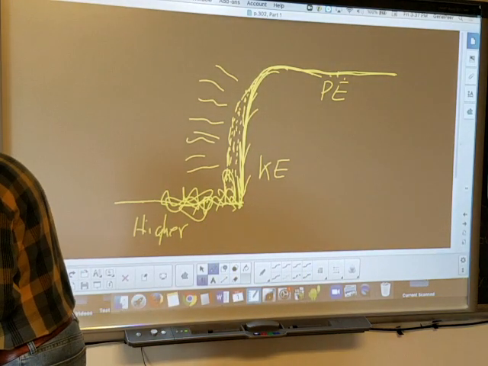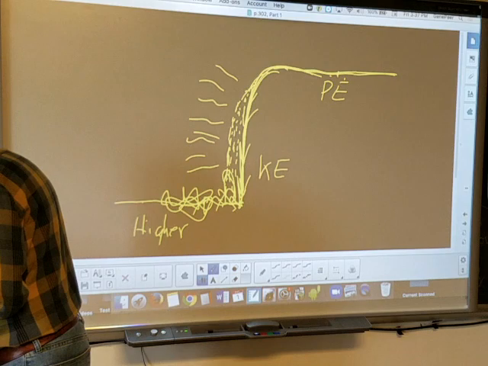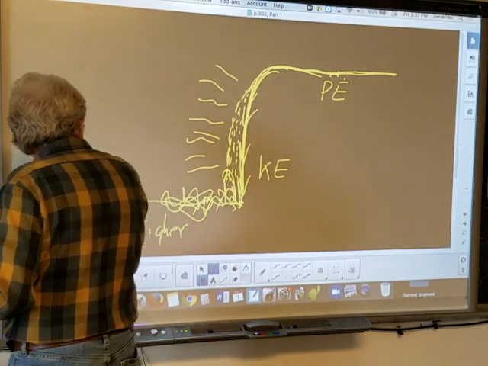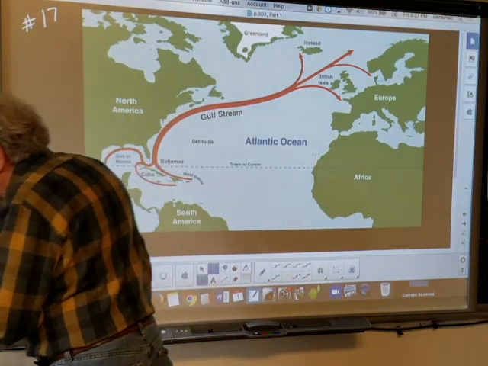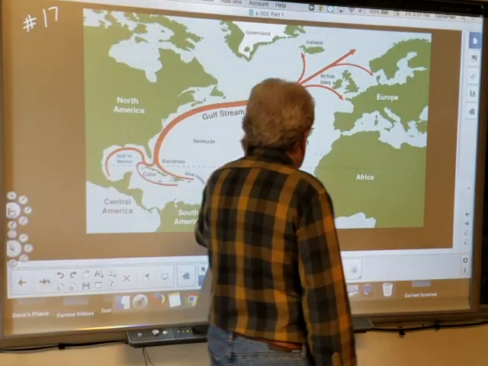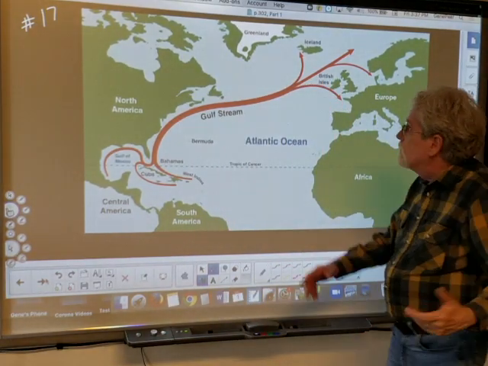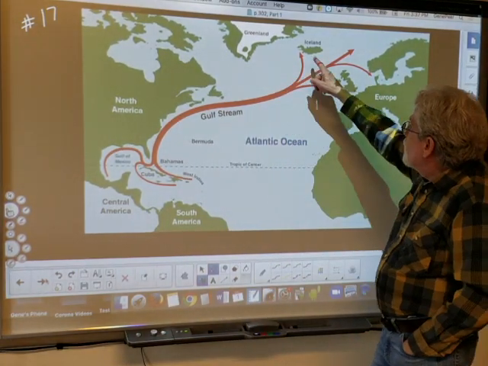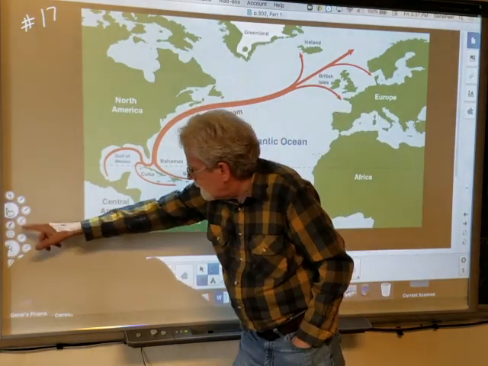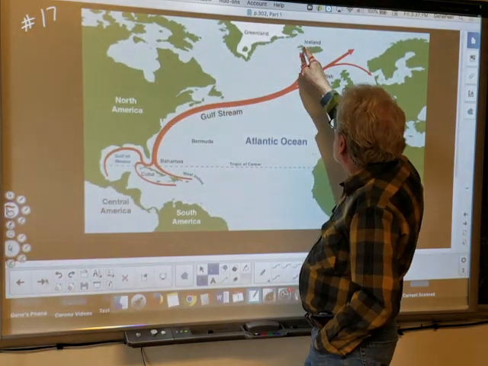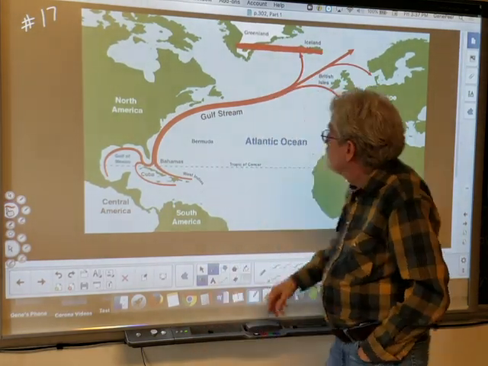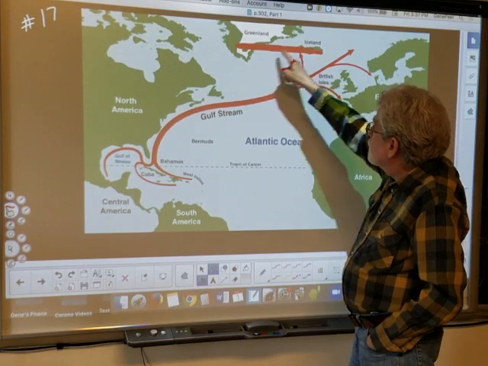Number 17. Hey, we've discussed this one before. I brought back the old diagram here. We're told here again that Iceland has a relatively nice environment as opposed to, say, Greenland. Even though Iceland and Greenland are at about the same latitude, Iceland is much more pleasant than Greenland.